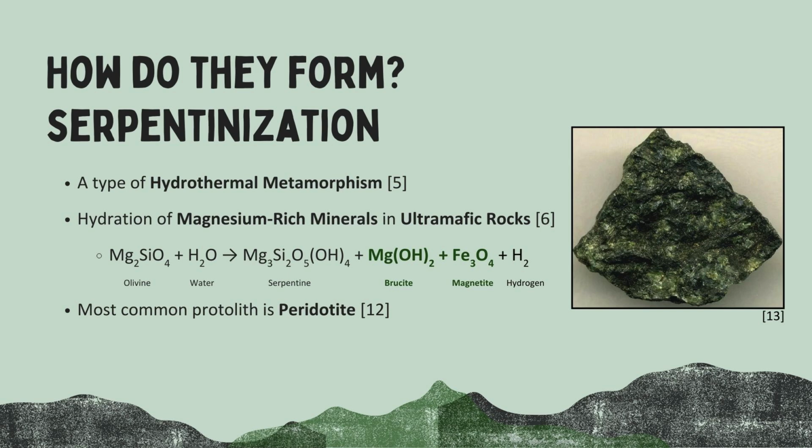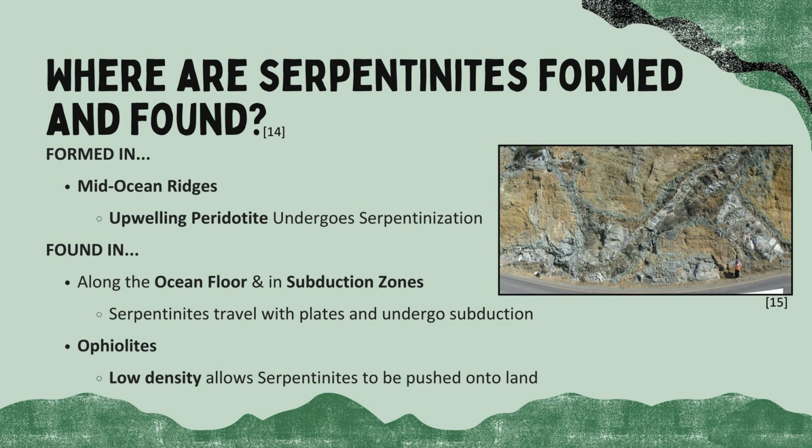An image of peridotite can be seen in the picture on the right. Now that we know how they form, let's talk about where serpentinites form. Serpentinites are formed due to the upwelling of mantle peridotite at mid-ocean ridges, when this peridotite interacts with the surrounding ocean water and then undergoes serpentinization.